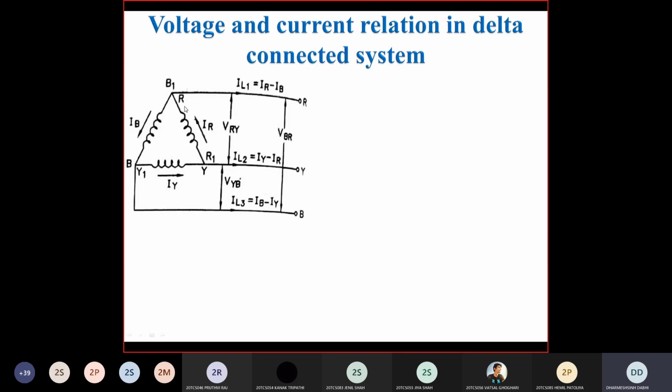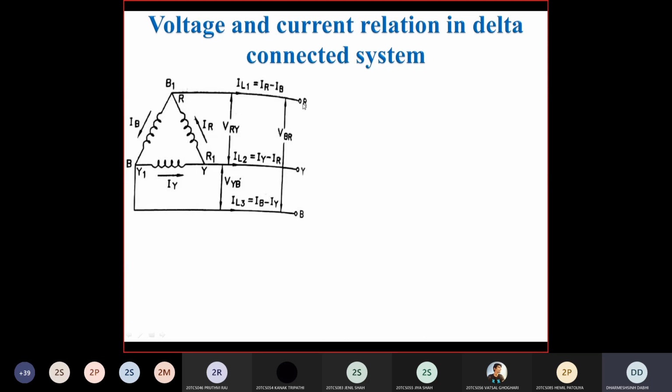Clear? So VR phase voltage is equal to what? Line voltage VRY. Same way, suppose you measure the voltage between Y and Y1 terminals, that is your phase voltage. And if you measure the line voltage between Y and B phase, both are again the same. Same way, B1 and B phase voltage is equal to what?